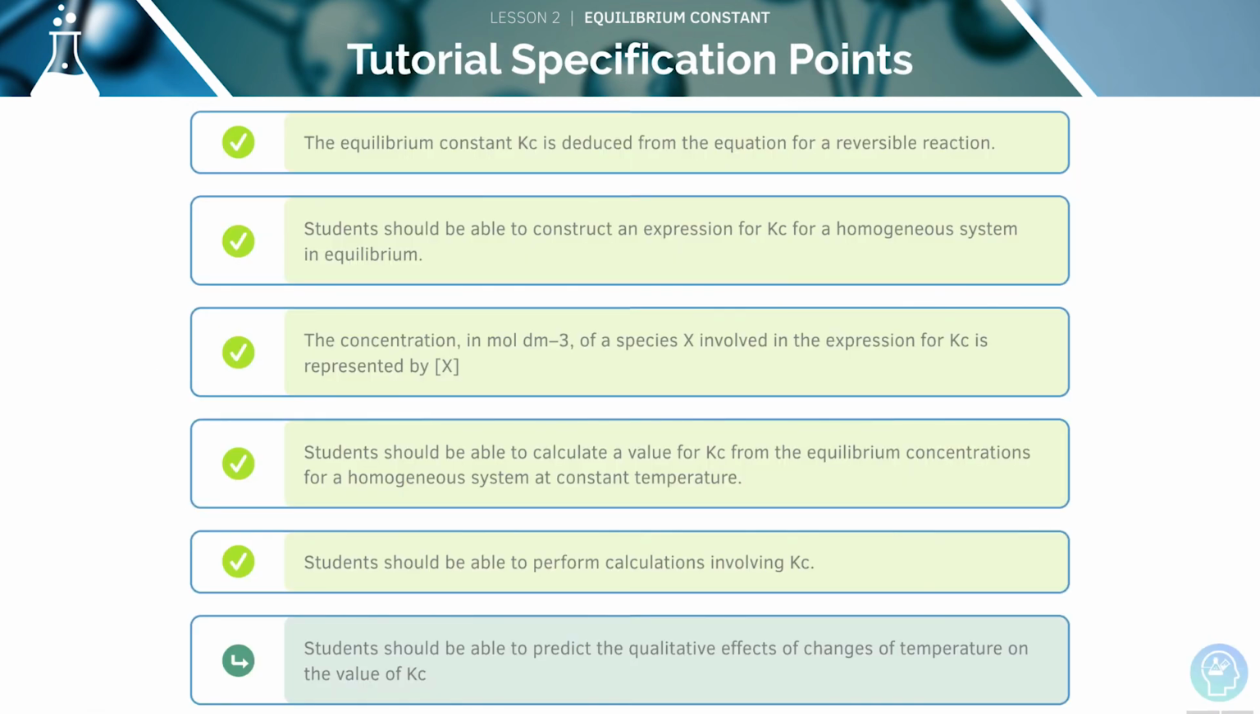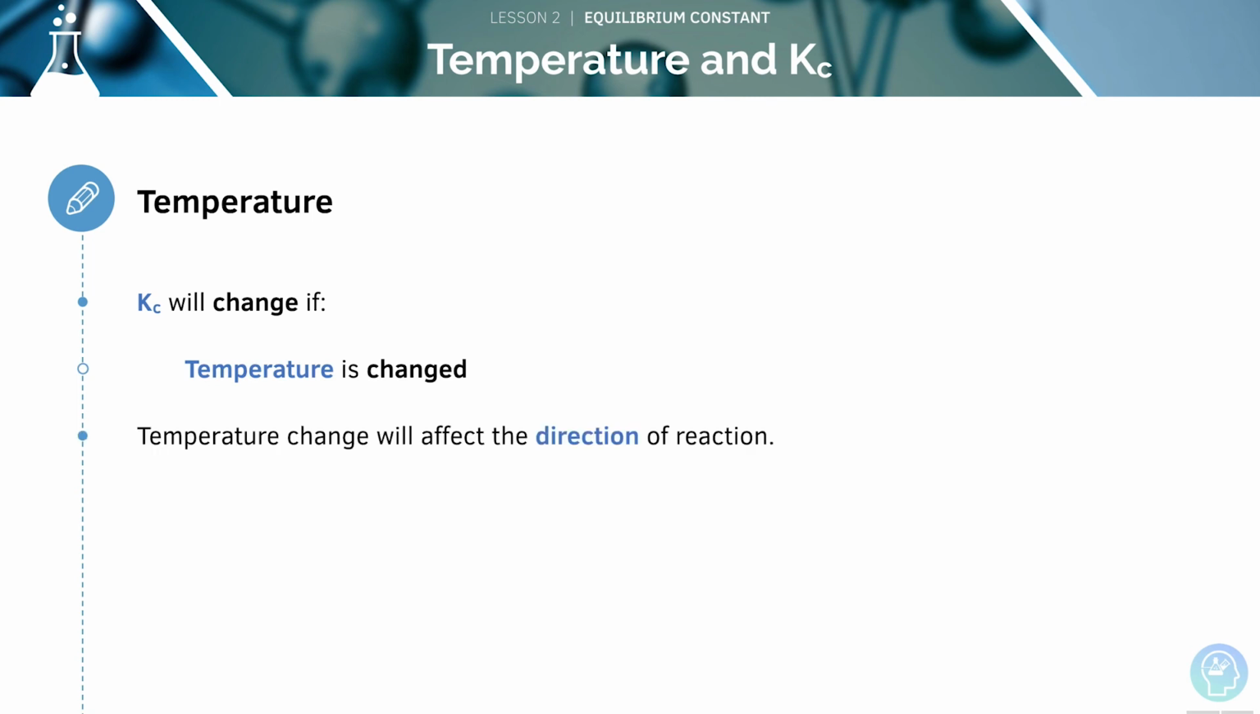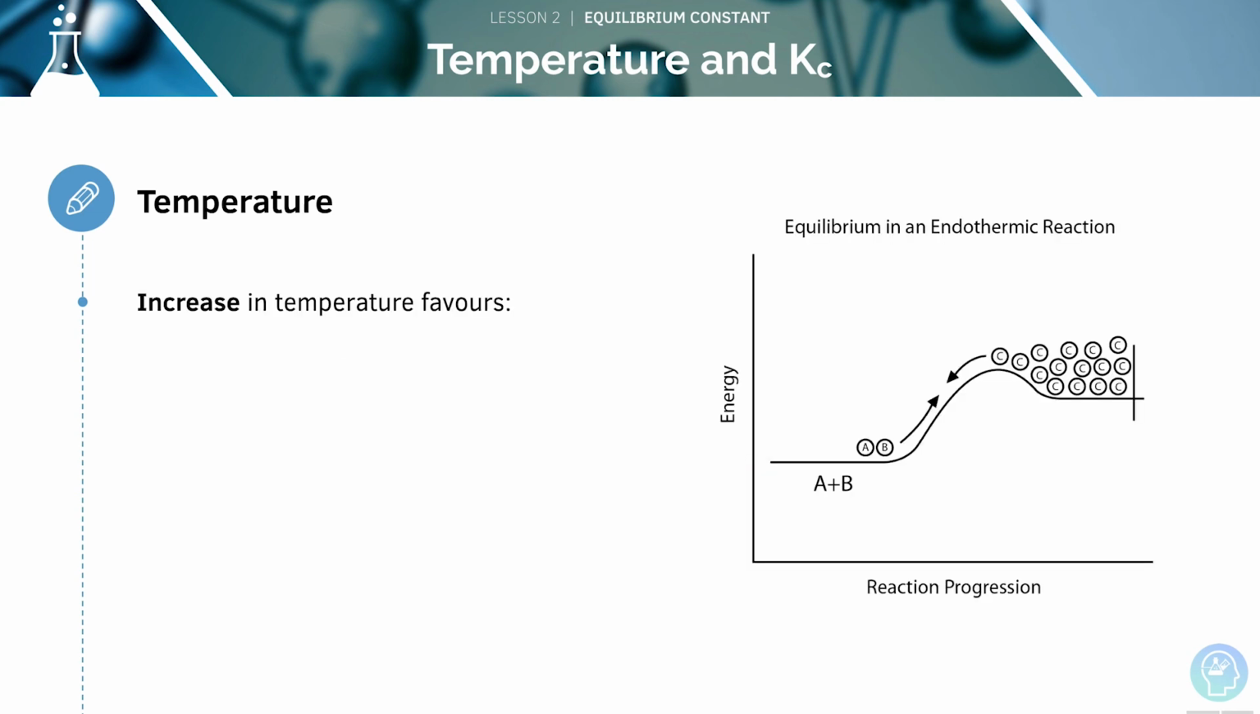Now we will look at the qualitative effects of temperature on Kc. The value of Kc will change if the temperature is changed, as the temperature change will affect the direction of the reaction. An increase in temperature will favour the reaction in the endothermic direction. A decrease in the temperature will favour the exothermic reaction.